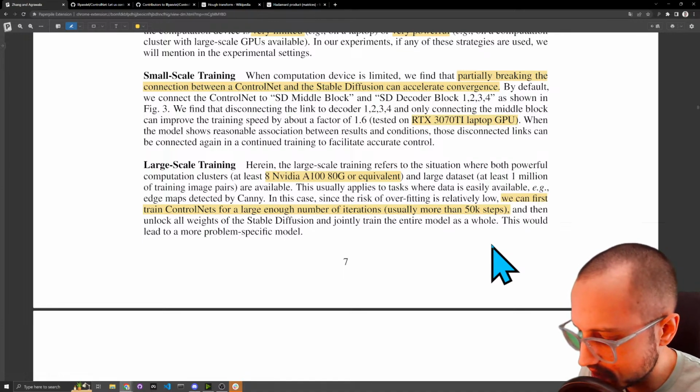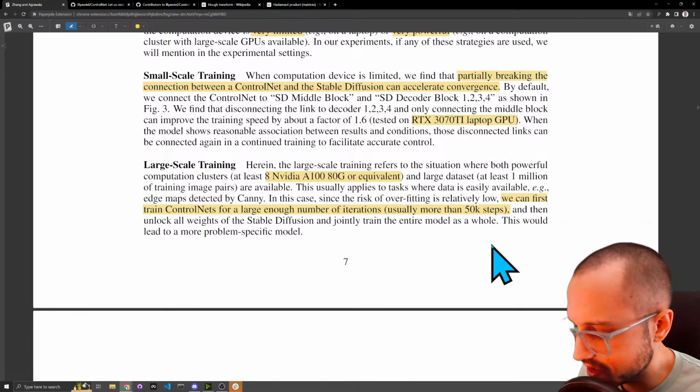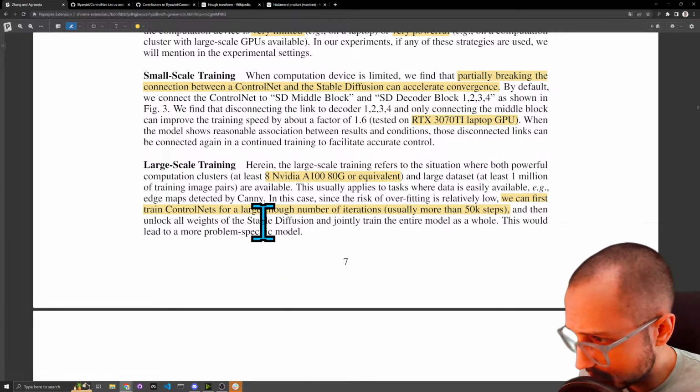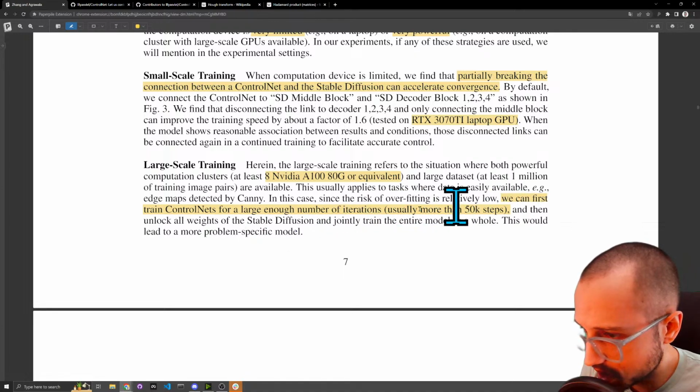When you're training these, you don't want to push gradients into all of them at the same time, and you can contrive these more clever training schemes where you have one locked and you're pushing gradients into the other one, and then you lock the other one and push gradients into this one, and so on. So specifically here, they're pushing gradients only into the ControlNet, and then they're pushing gradients into both the Stable Diffusion model and the ControlNet.